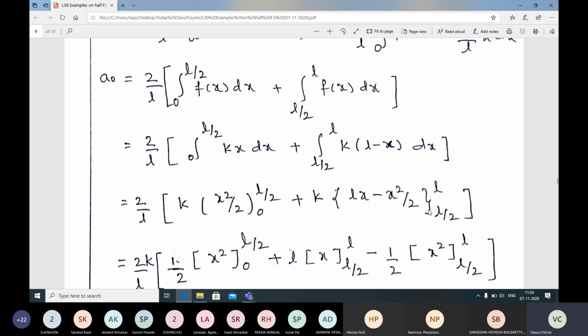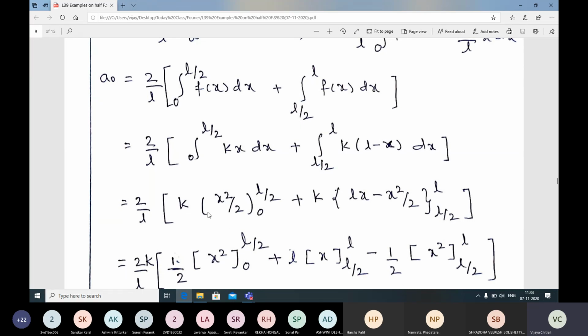I will explain it once again. We are integrating this with respect to x. k is like a constant, take it outside. Integration of L with respect to x, L is a constant, integration of constant is constant into x. Lx minus integration of x is x square by 2, limits L by 2 to L.